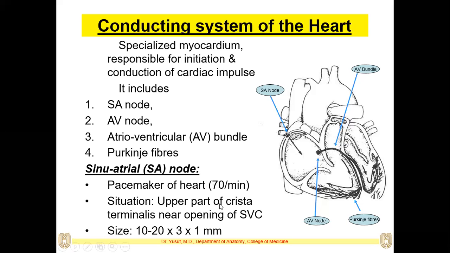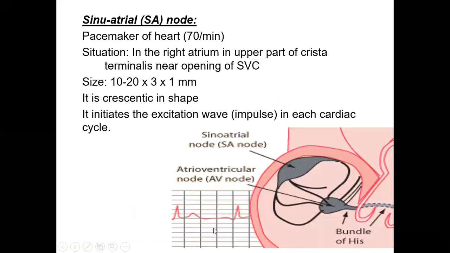Situation: it is present in the upper part of the crista terminalis near the opening of the superior vena cava. Near the opening of the superior vena cava is this SA node present, and the size is almost 10 to 20 millimeters in length, 3 millimeters in breadth, and 1 millimeter in thickness. So as I said, it is the pacemaker.